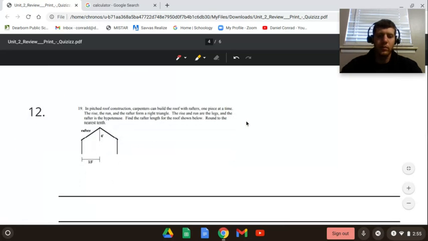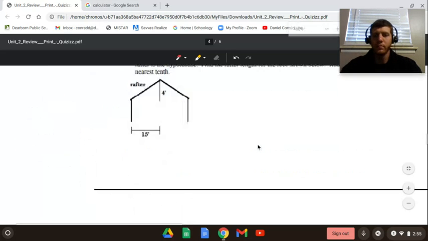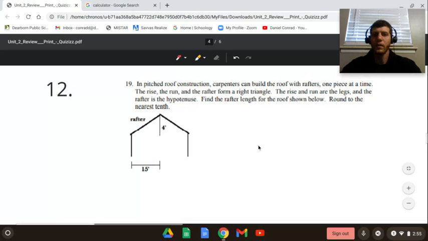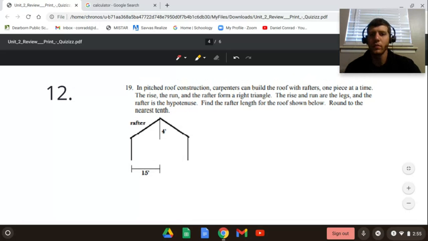Okay, number 12, we got to zoom in a little to read this one. In a pitched roof construction, carpenters can build the roof with rafters, one piece at a time. The rise, the run, and the rafter form a right angle. So we have a right angle here. This is going to be 10. That's 4. Find the rafter length for the roof shown below. So it's a right triangle, and we're trying to find the third side.